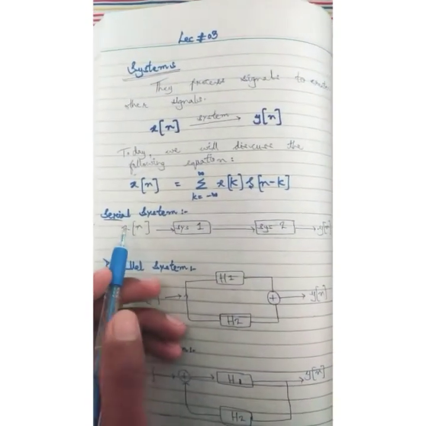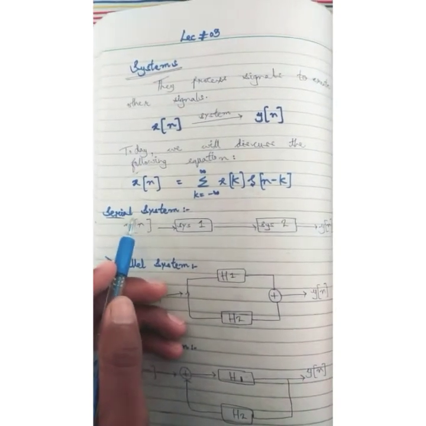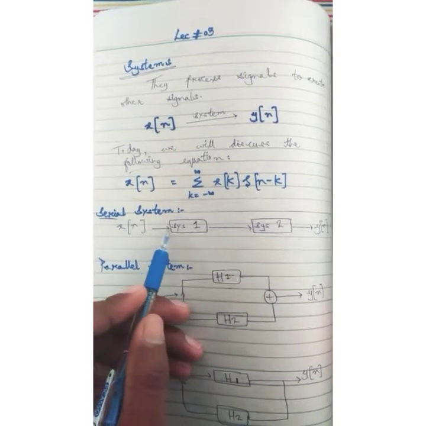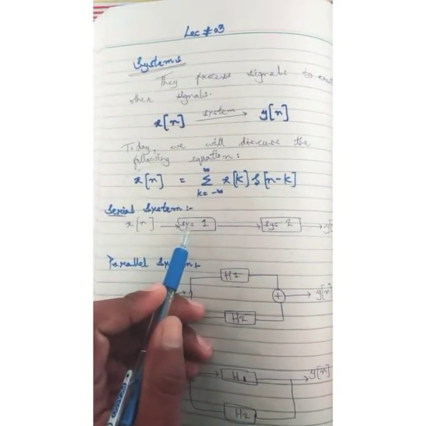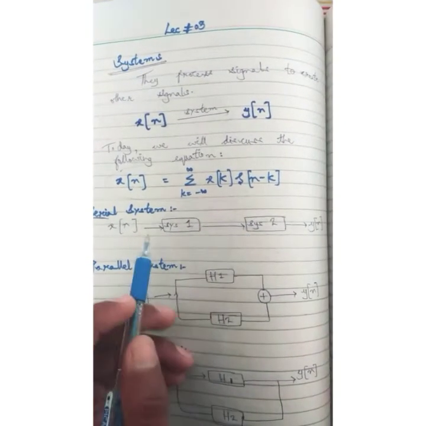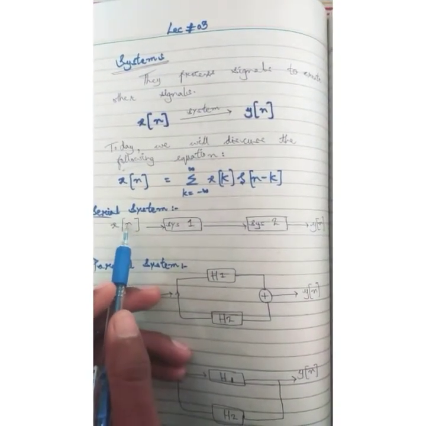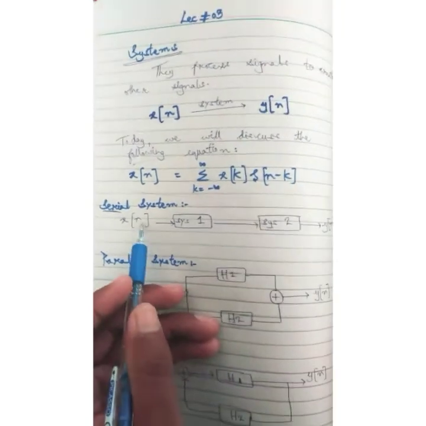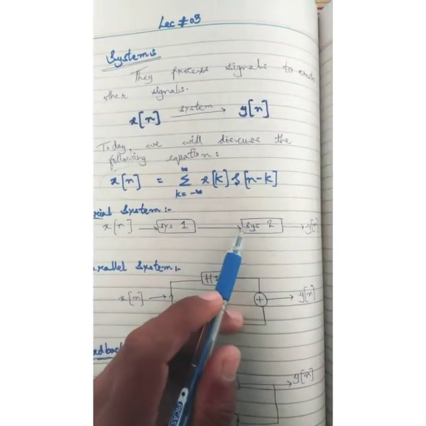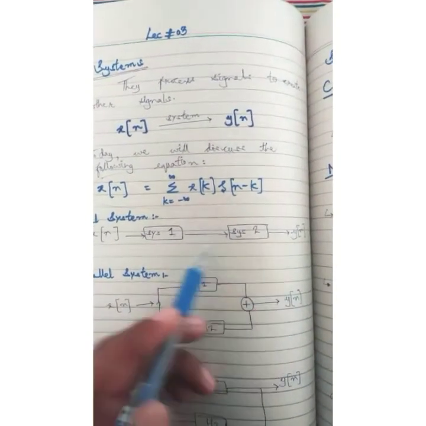Now coming on to the types of systems. सबसे पहले सीरियल सिस्टम में there are more than one systems that are arranged in a series, as you can see in this example, and similar technique is used, that is an input is passed through these systems that are arranged in series to obtain the output.